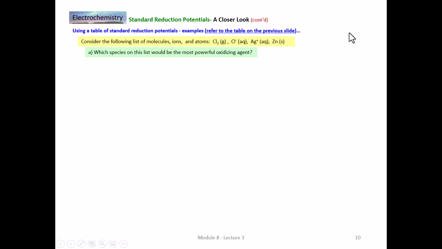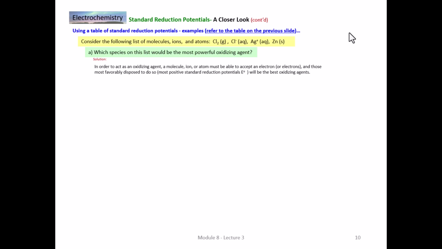And what we'd like to be able to predict is which species (we often call ions, molecules, and atoms species) on this list would be the most powerful oxidizing agent? Well, in order to act as an oxidizing agent, a molecule, ion, or atom must be able to accept an electron or electrons, and those most favorably disposed to do so would have the most positive standard reduction potentials. They would be the best oxidizing agents.